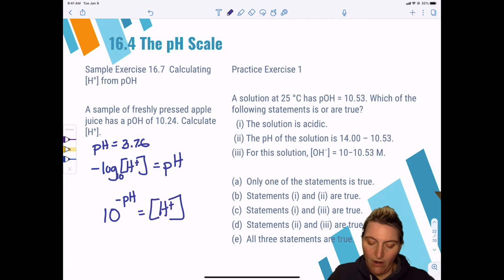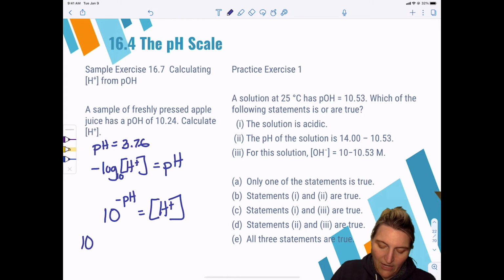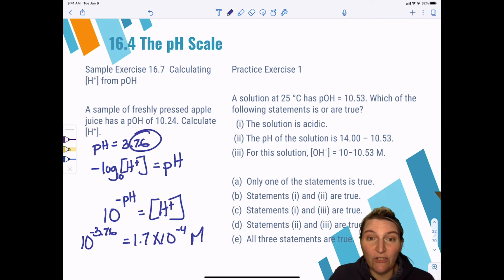If you are not savvy with logarithms, just memorize this formula and plug it in. So this would be 10 to the negative 3.76. And what does that equal? 1.7 times 10 to the negative 4 molarity. 2 digits past the decimal point means my molarity has 2 significant figures.